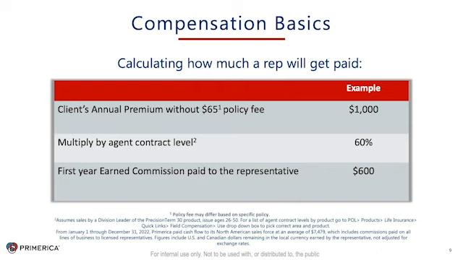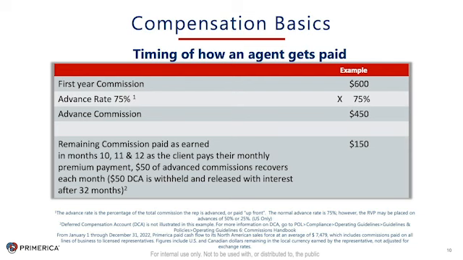But that's the total amount. It doesn't take into account the timing of when you get paid. And so we want to make sure that as you're going through this, you understand not just how much you make, but the timing of when you get it. Now, the first thing you're going to notice on this slide is our first-year commission of that $600 for division is there.